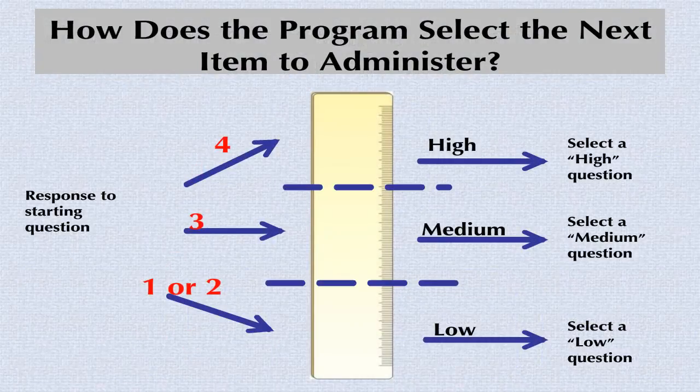Here's an illustration. Think of each rating scale point as indicating a particular level of function along a ruler. The response to the first question helps direct the program to a particular part of the ruler. If the person indicated that this item was easy, then it doesn't make sense to give any items on the low part of the ruler. The next question should come from the middle or higher end.